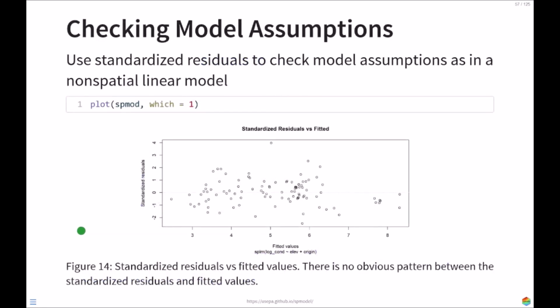Plot is also available on spmodel objects. So the standardized residuals are typically the default residuals that are used when looking at the diagnostics that you're familiar with from plot. So for example, the first plot that is returned by plot on an lm object would be the fitted versus residuals. Here it's the fitted versus the standardized residuals. And so we would inspect this and look for the same sort of patterns that we're accustomed to if we were to look at assumptions for a linear model. So here, I don't really see any obvious pattern between the standardized residuals and fitted values, which is good. It doesn't suggest some systematic poor performance of the model.